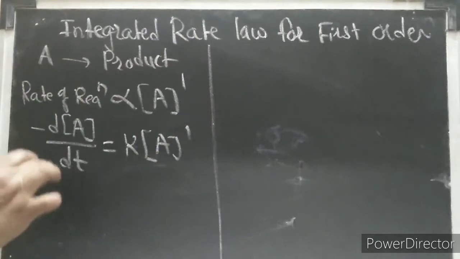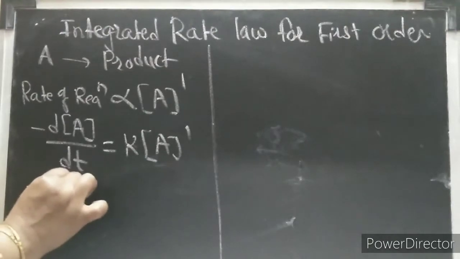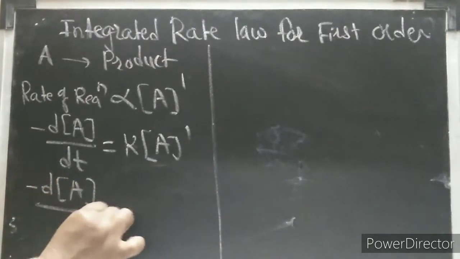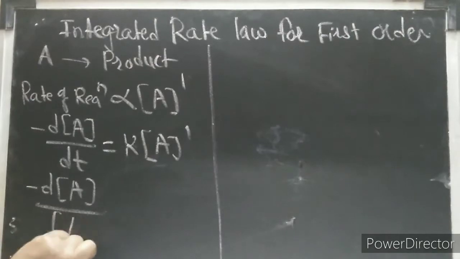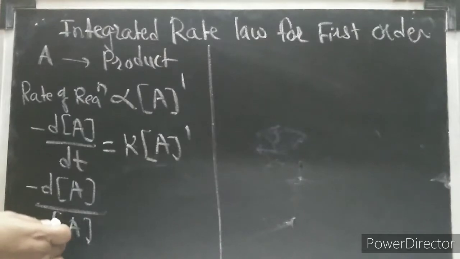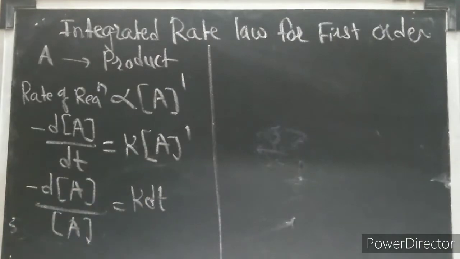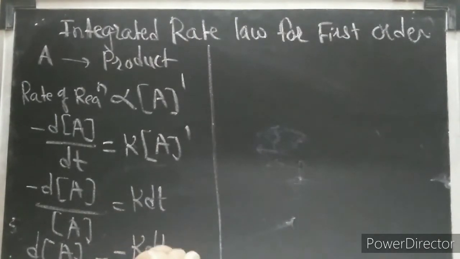So rearrange this equation. Minus dA upon concentration of A raised to power 1, we are writing or not writing, it is same, upon A is equal to, cross multiply, K into dt. Understood? So change the sign. Here it is minus. I'll write d concentration of A upon concentration of A is equal to minus K into dt. You are getting me up to this.